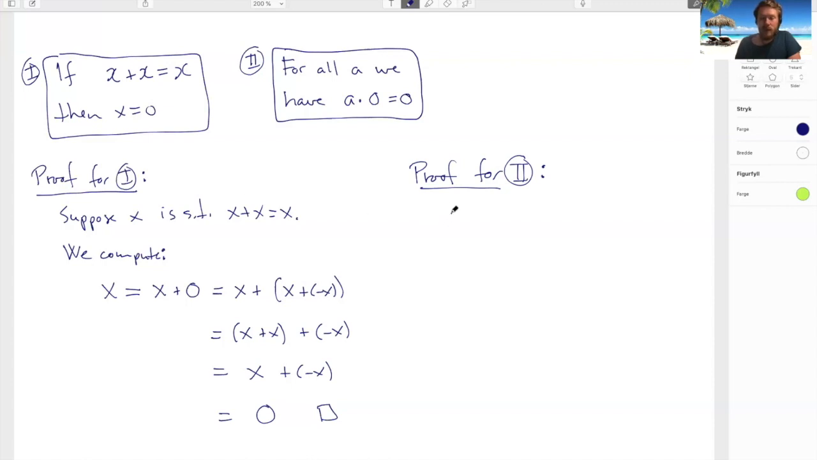Okay, so let's look at a times 0 plus a times 0. What can I say about that? Well, I can factor out a, so that's an axiom. So I get this. And well, if I add something to 0, it's as if 0 wasn't there. So this is the same as a times 0. Since a times 0 satisfies this relation, a times 0 has to be 0. And then I'm done.